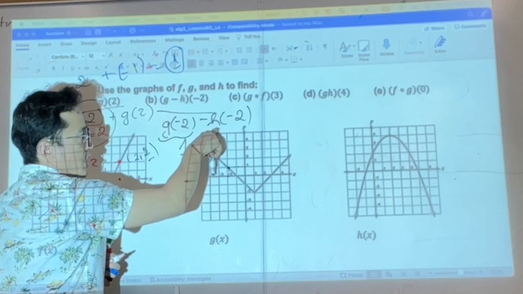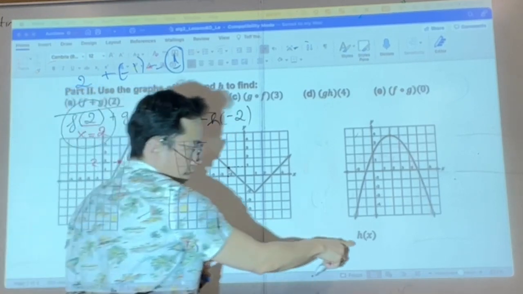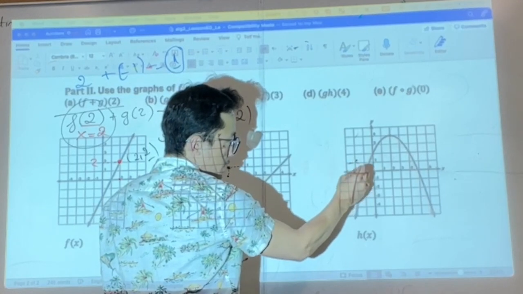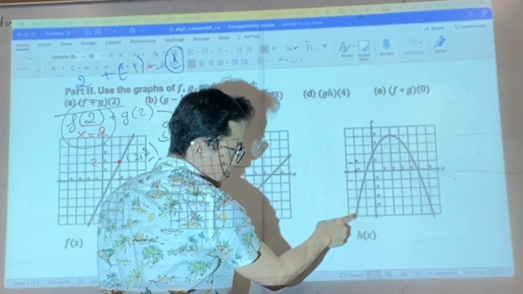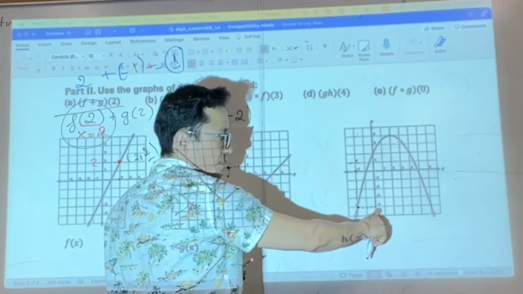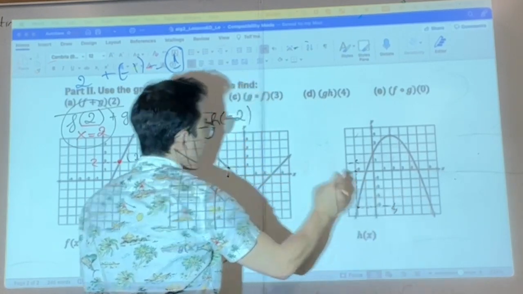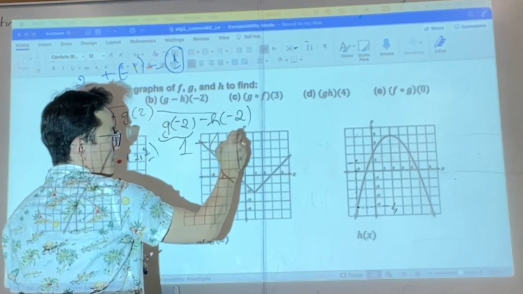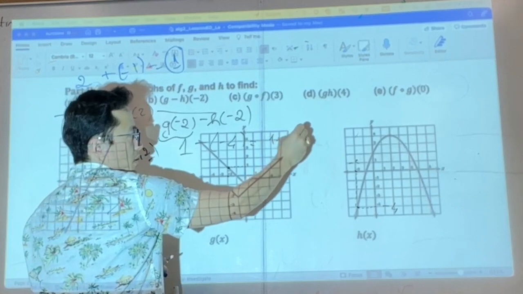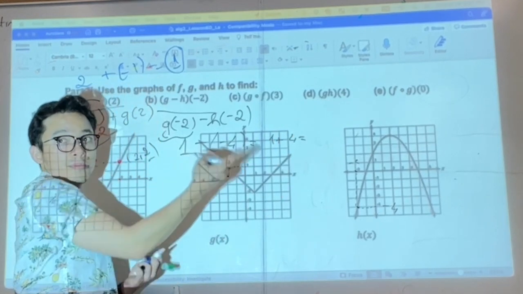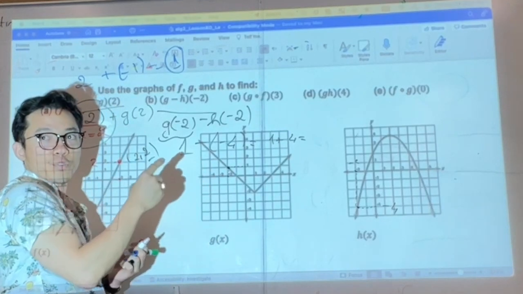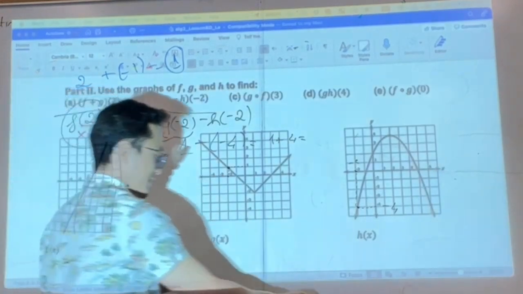Minus, okay, h of -2. H is here. -2, where's -2? Okay, this is -2. So we'll find where the graph is. Oh, the graph right here. That's -2. What's the point? -4. So minus -4. What is 1 minus -4? That is 1 plus 4, right? Negative become positive. Yeah? Too fast? Okay.